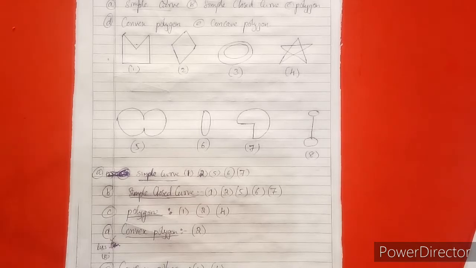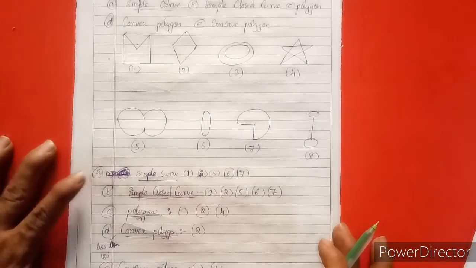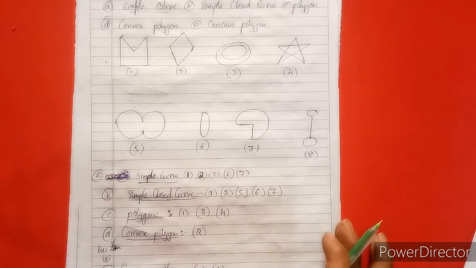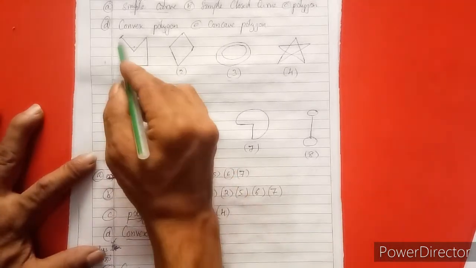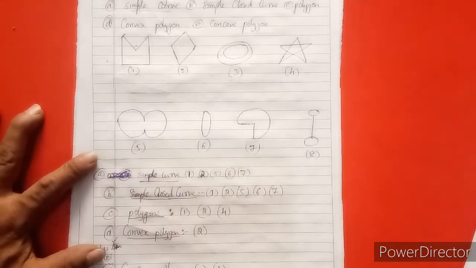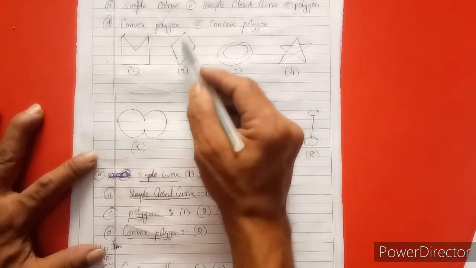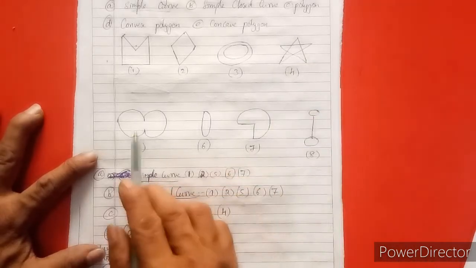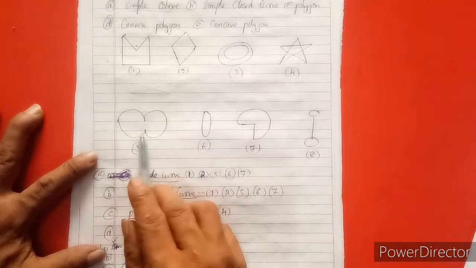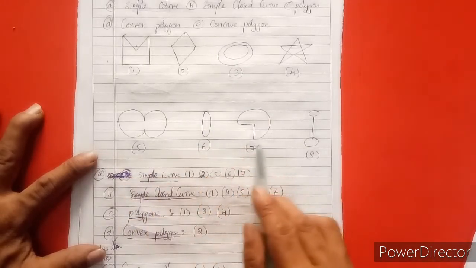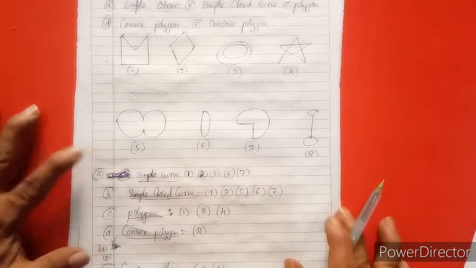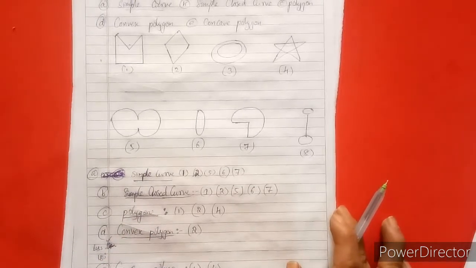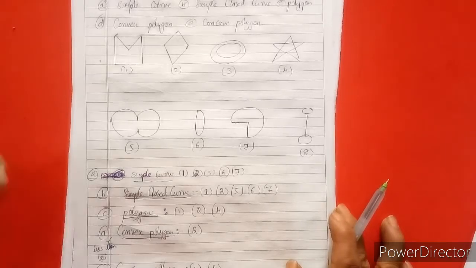Next, polygon. Polygon means what? Not curves. It has only straight line figures. So which are those? First one, straight lines are there. Second one, and fourth one, straight lines are there. This is a curved figure. This is also a curve, this is also a curve, this is also a curve, and this is also a curved figure. A polygon has only straight line figures. It is a closed figure. Understood?